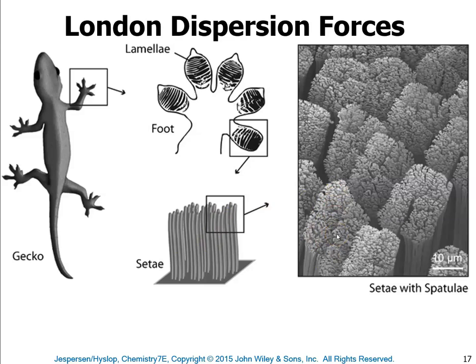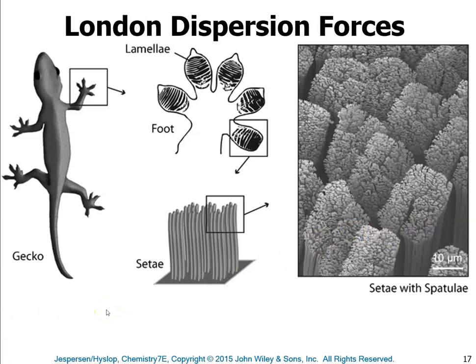There's a lot of surface area and a lot of points where you can have those temporary induced dipoles sticking on whatever surface they're trying to stick onto. And so there are a large number of points of attraction. They're very polarizable chains of hydrocarbons, and so it allows a very sticky foot due to that.